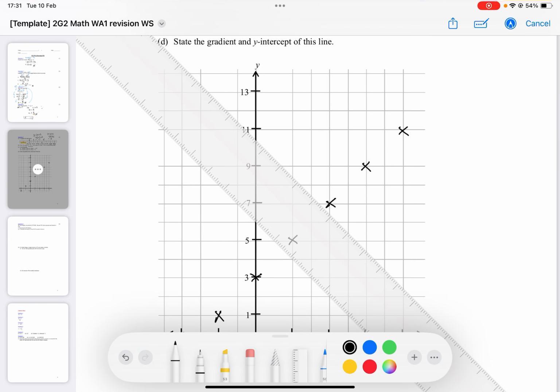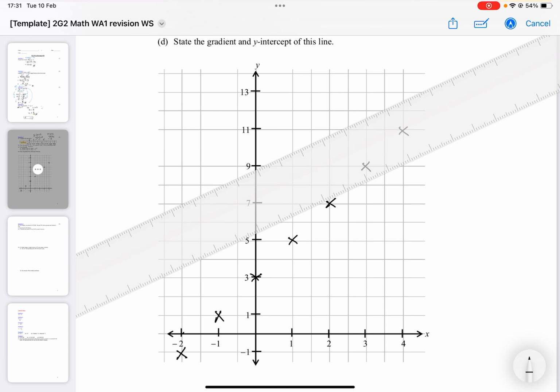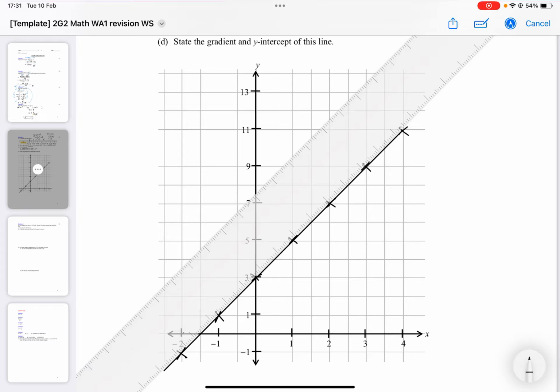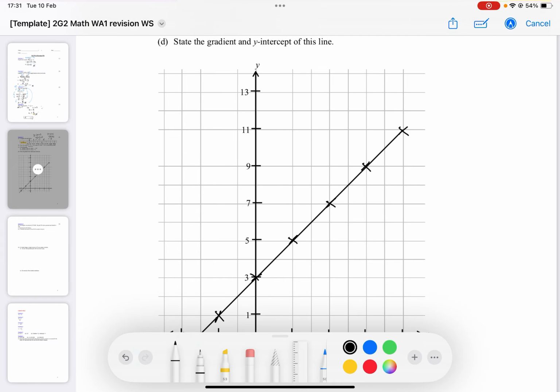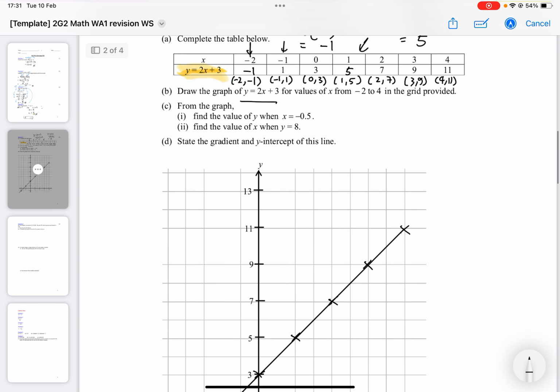We must use a ruler. Place my ruler, make sure my ruler goes through all these points that I plot. Then join all of them together, and then label. This straight line will be all the points where x and y are related by y equals 2x plus 3.